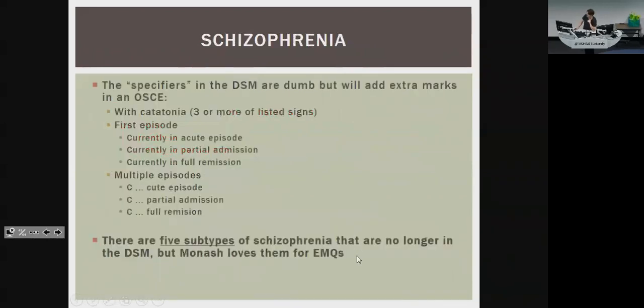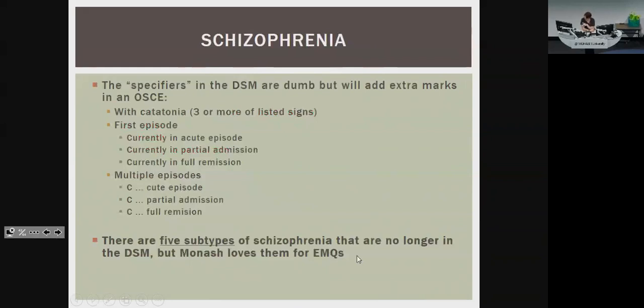Yeah, cool. The specifiers in DSM are also really dumb. People say that you should learn them for your OSCEs. I never did, and I was fine. But maybe if you have the time, go through and learn them for all the green conditions, because it might just take you from a 16 out of 20 to like a 17 out of 20 in your OSCE. Okay, and the specifiers for schizophrenia are with catatonia, in which you need 3 of those signs and symptoms that we spoke about before, or if they're in a first episode, or if they have multiple episodes. Okay, it's not really clinically relevant though, so up to you guys.